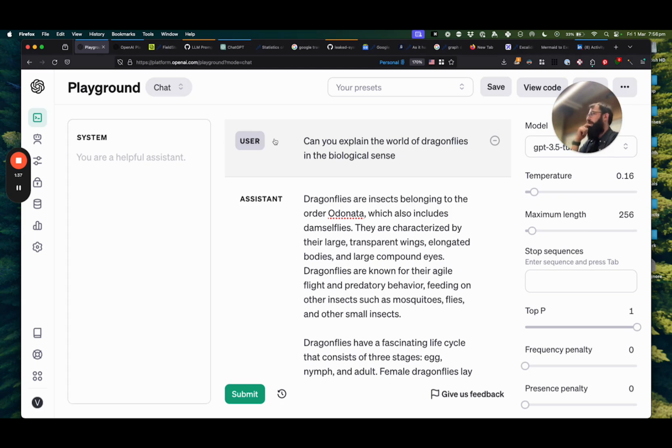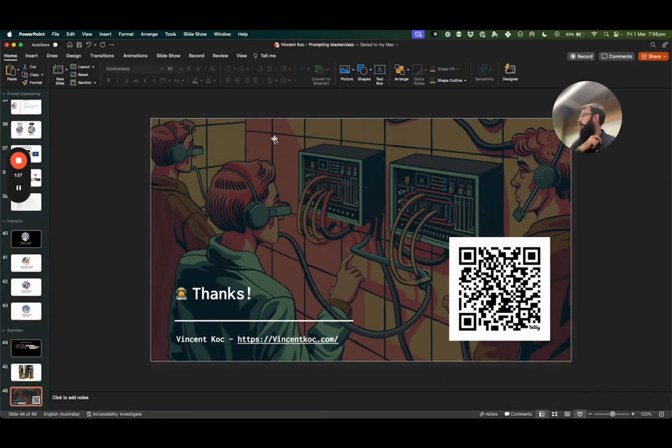Yeah. My friends are asking, how can we access the slides and recordings after? The QR code. It's the QR code. I'll email it.